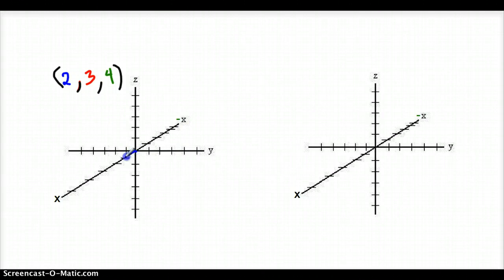There are two different ways. Again, we did this. I suggest drawing a line out this many spaces on the x-axis. Since this is a positive 3 in the y position, I would draw a line out along the y-axis to 3, and then I would draw a line up, in this case up 4, 1, 2, 3, 4, along the z-axis, and then I would go to town making parallel lines from the ends of each of those.